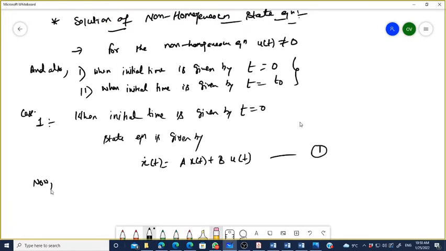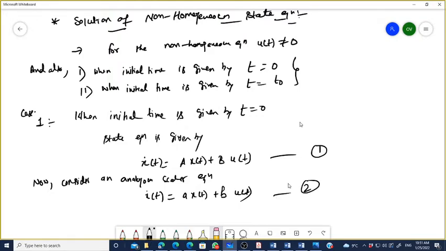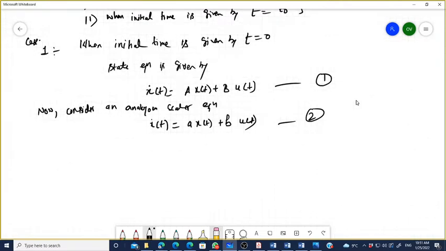Now, considering the analogous scalar function. Here A is the matrix, B is the vector. So what we did is consider an analogous scalar equation, which can be given by x dot t equals small a x(t) plus small b u(t). So this is equation number 2, where a and b are scalars.